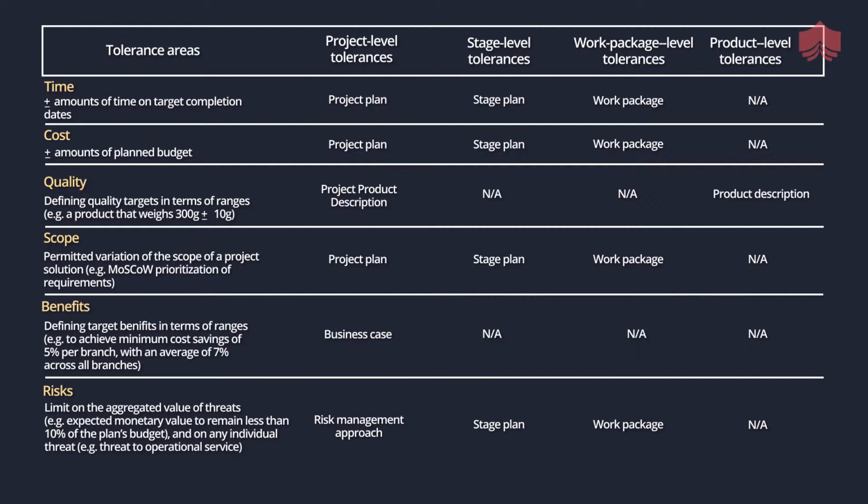Tolerances are set for the aspect quality by defining quality targets in terms of ranges, where tolerances are set at project level and product level. For the aspect benefits, tolerances are set by defining target benefits in terms of ranges using the business case. The tolerances are set by a limit on the aggregated value of the threats for the aspect risk. Here, the tolerances are set at project level, stage level and work package level.